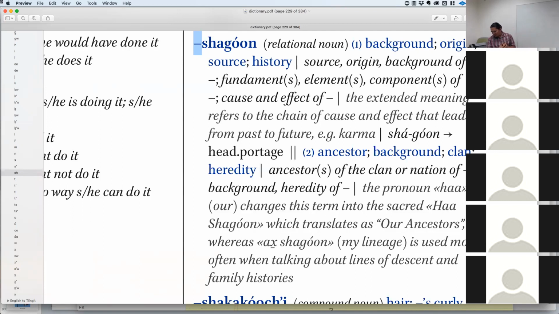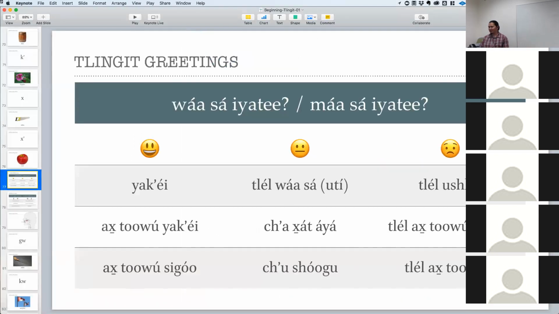Photo from in the library. Okay, yeah, I think that was it. And then, oh, for shagun, it's a single A. Shagun. Okay, good questions.